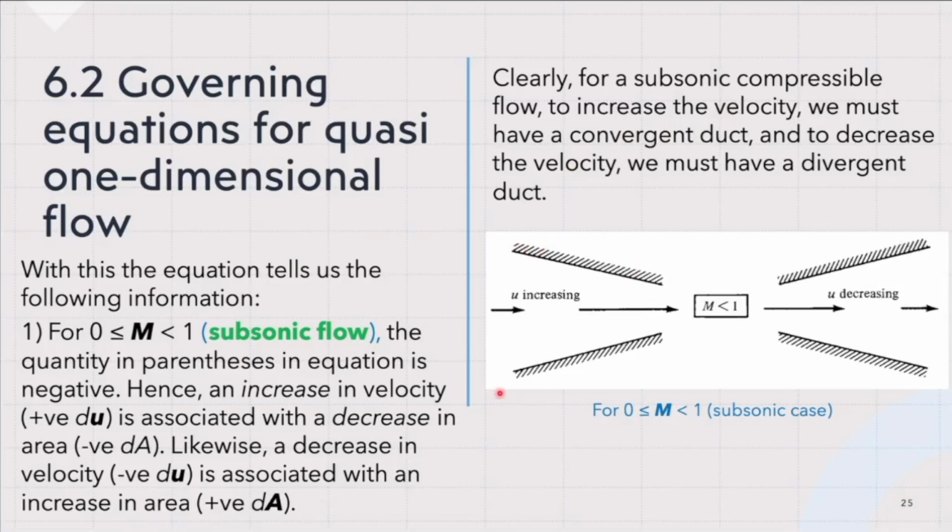So this is convergent, where velocity is increasing from a large area to a small area. This is happening for Mach number less than 1. But when the flow is going from a small area to a large area, the velocity decreases, so we have a bigger area at the exit. So this is for cases of subsonic flow, where Mach number is from 0 to less than 1.